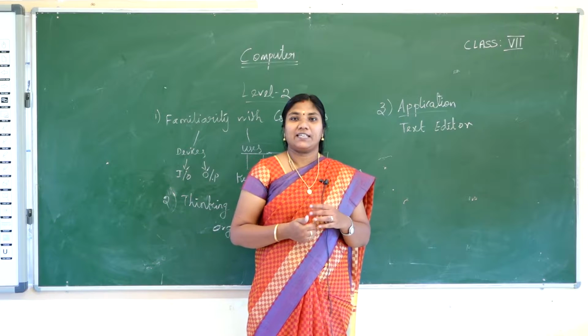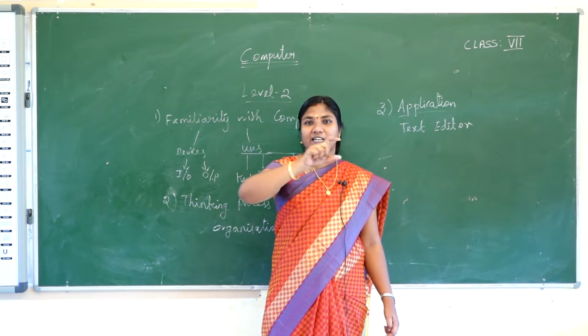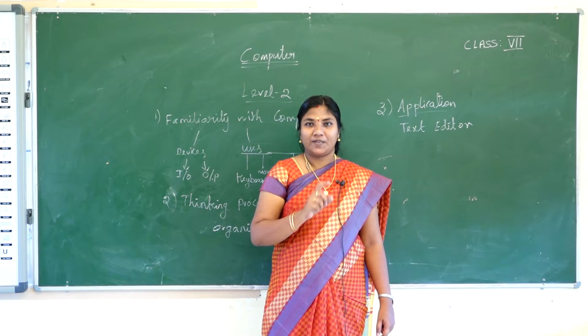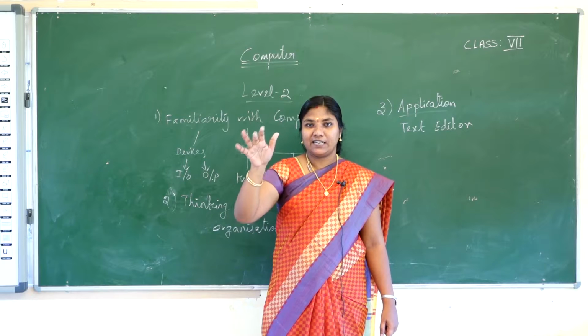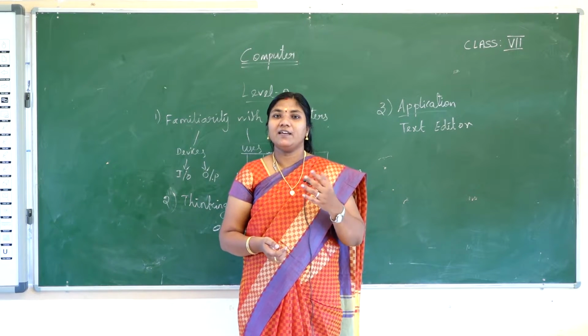So how will you cut the text? You can use the shortcut key Ctrl X. First you should select the text you want to cut and press Ctrl plus X on the keyboard. Otherwise, you right click the text and select the option cut. Then the text will be removed.